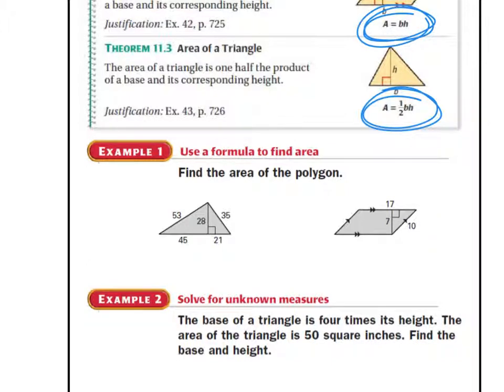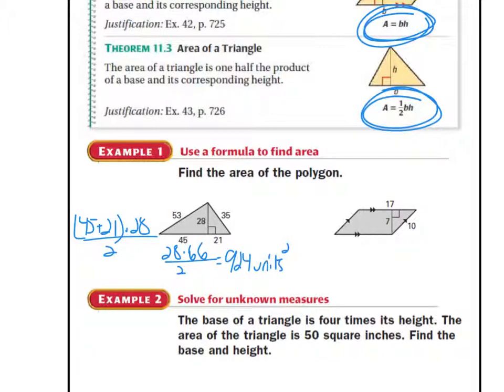Or you can do it all at once using the base as 45 plus 21 for the entire base times 28 divided by 2. So that would be 28 times 66 divided by 2, which would give us 924 units squared for the area.